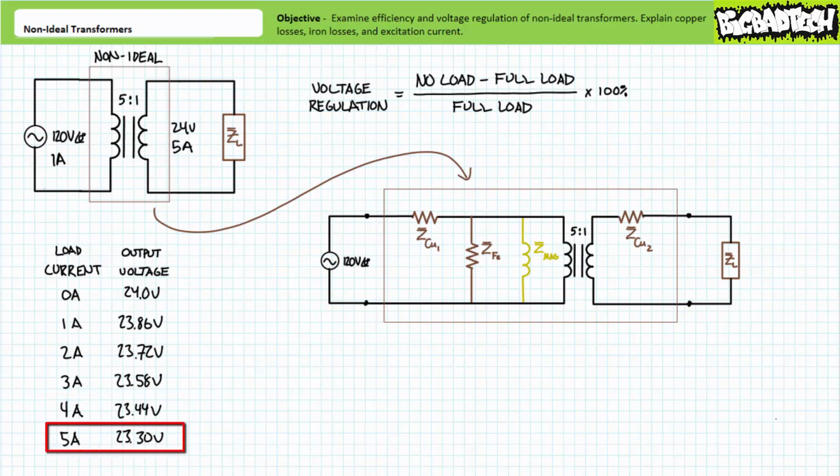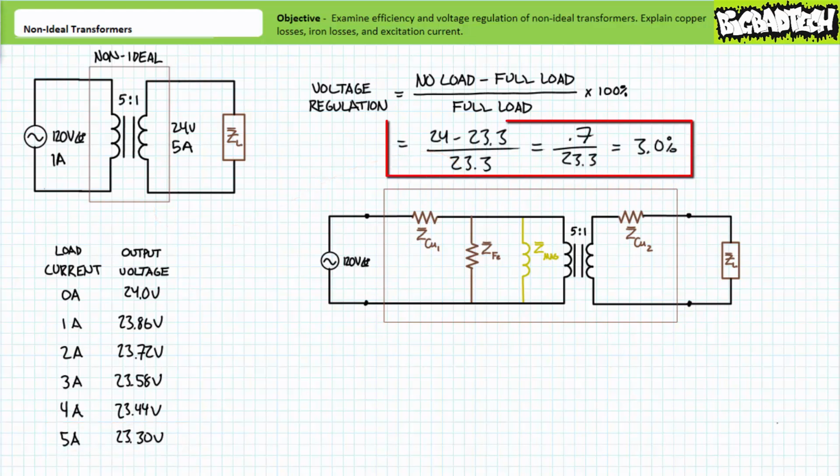Finally, when 5 amps of current is being drawn from the secondary, the rated current, and our cutoff for this experiment, the transformer appears to have a final output voltage of 23.3 volts. Looks like the difference in output voltage between no load and full load conditions is 0.7 volts. Using the voltage regulation formula, it can be said that this transformer has a voltage regulation of roughly 3%, which is okay. Most commercially available transformers try to stay below the 3% dividing line, depending upon application.